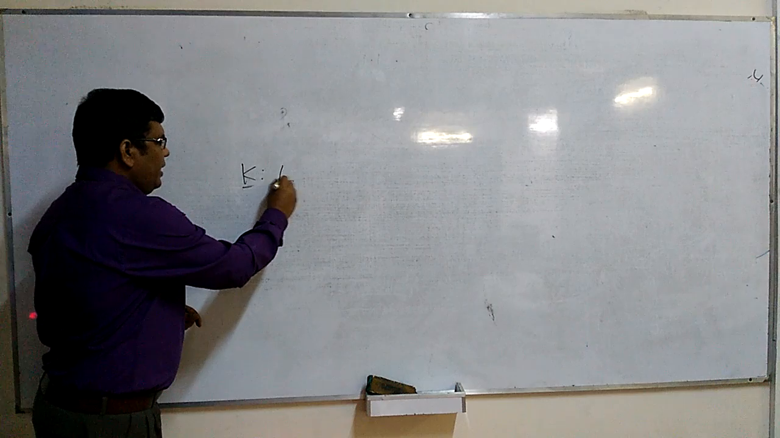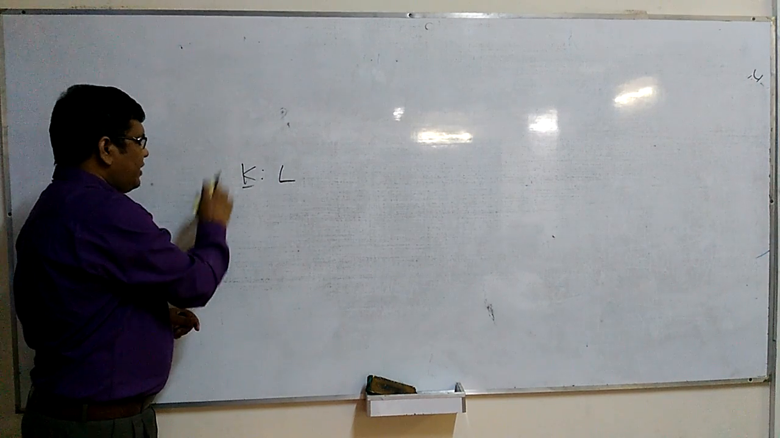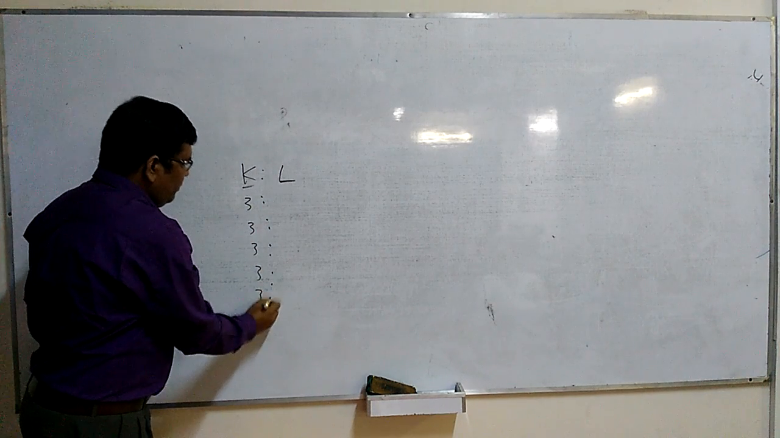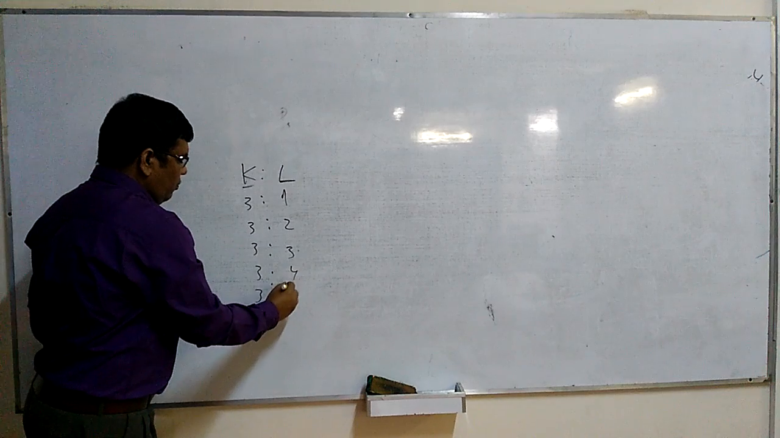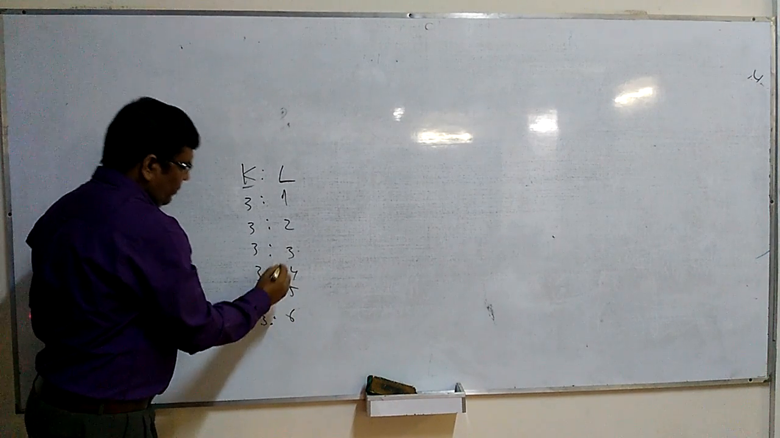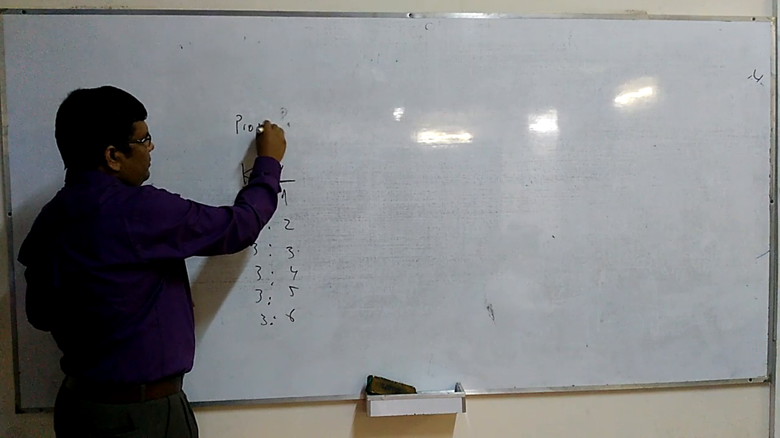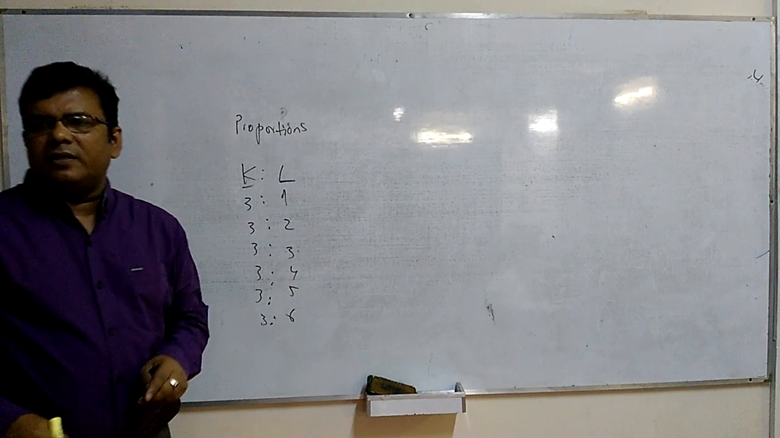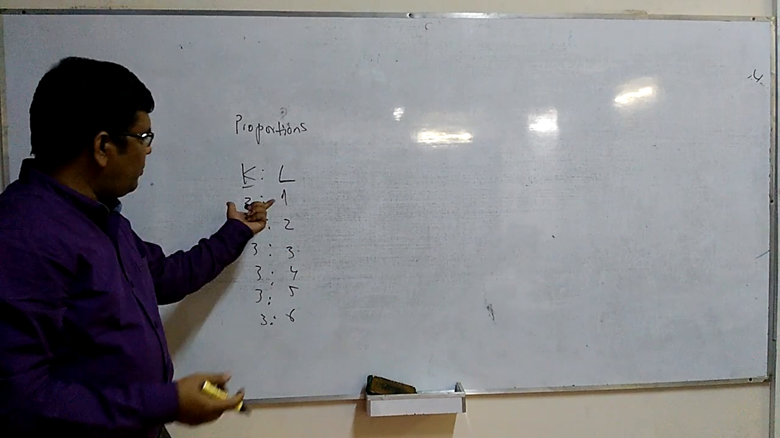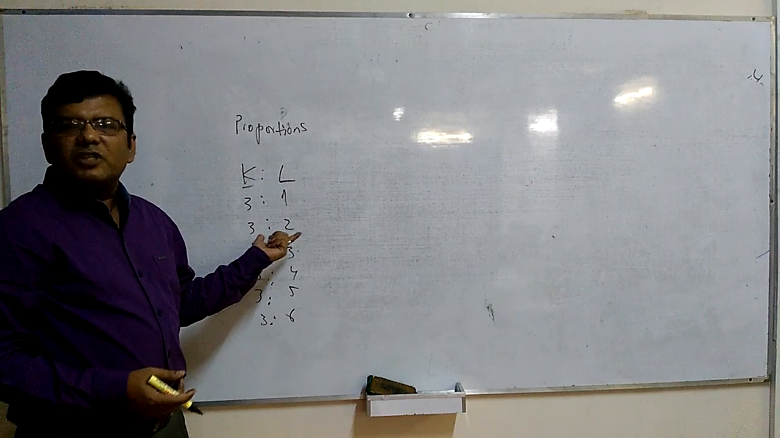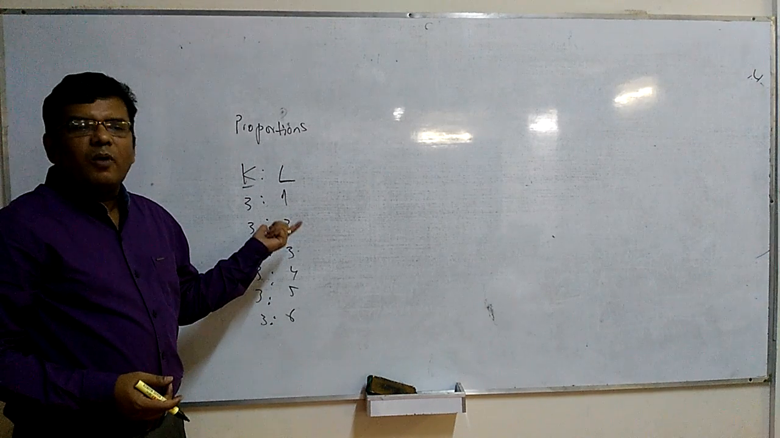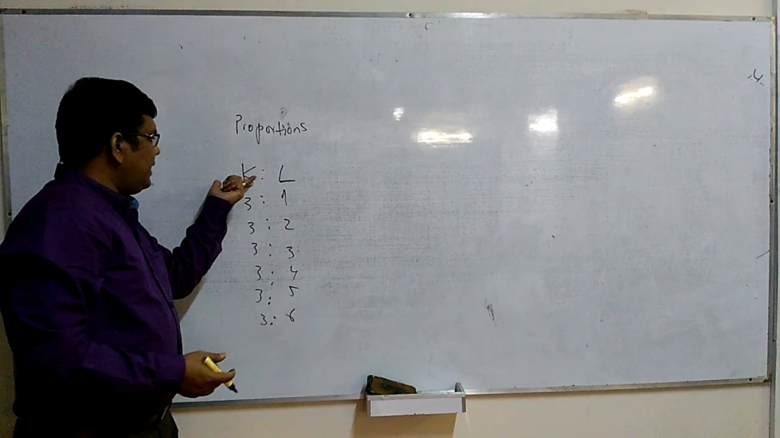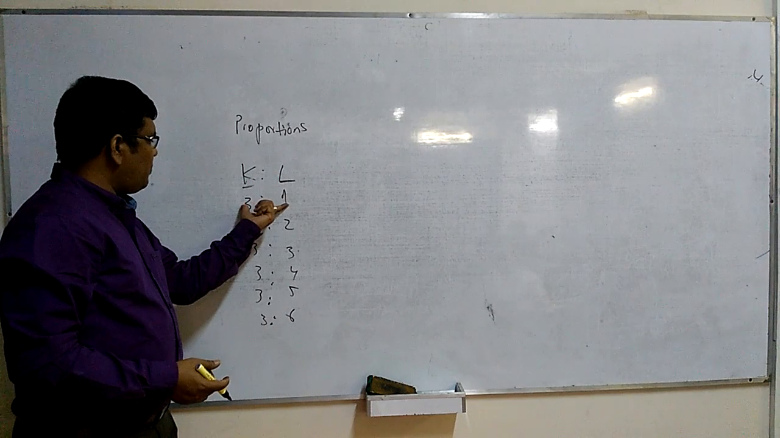So suppose we assume that labor is variable and all other factors are fixed. For example, 3, 3, 3. So this is always fixed. So 1 labor, 2, 3, 4, 5, 6. So what happened? The proportions. These are the proportions. Proportions of what? Proportions of labor and capital, proportions of the inputs. So you have an input here and another input here. So this is the proportion of the inputs.